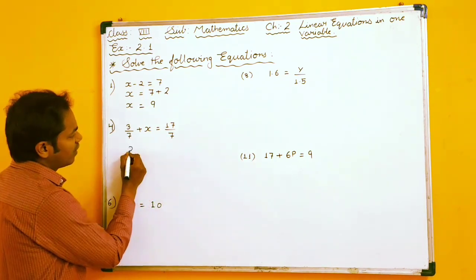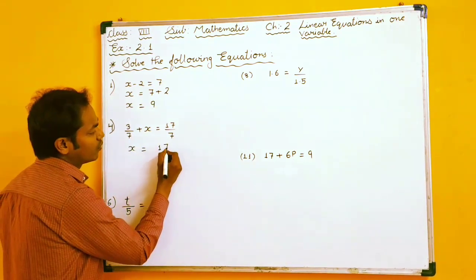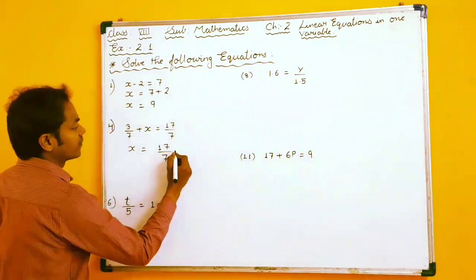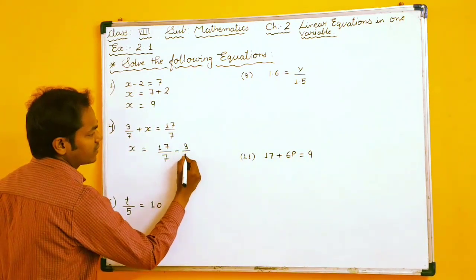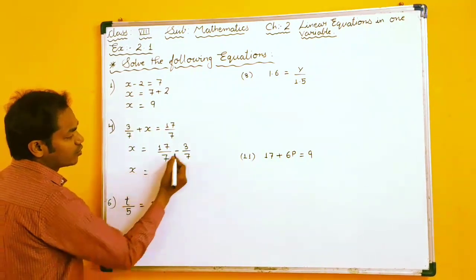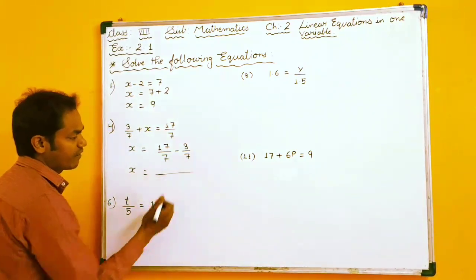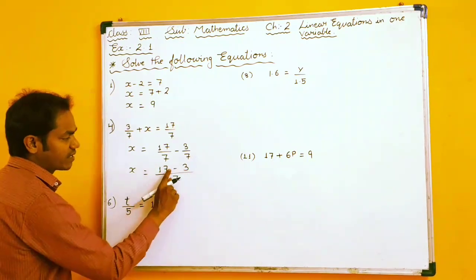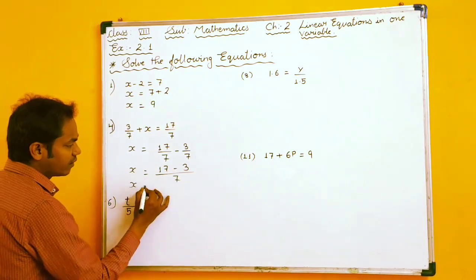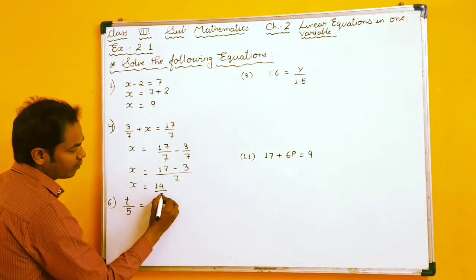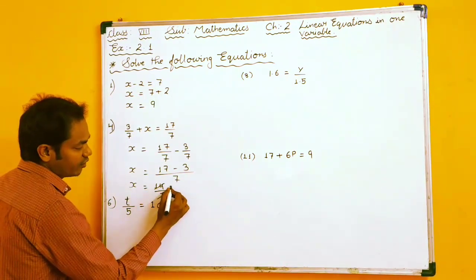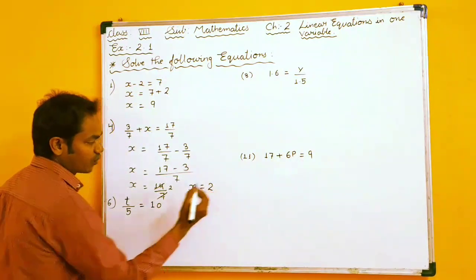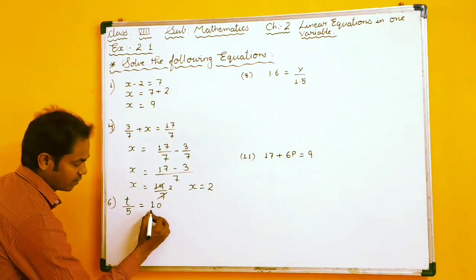Same way, x is equal to 17 upon 7. This 3 upon 7 I will shift to the left hand side, so it will become minus 3 upon 7. Solve this taking LCM. LCM of 7 and 7 is 7 only. So 17 minus 3. 17 minus 3 is 14. x is equal to 14 upon 7. Reduce this. 7 twos are 14. So x is equal to 2. This is your final answer.